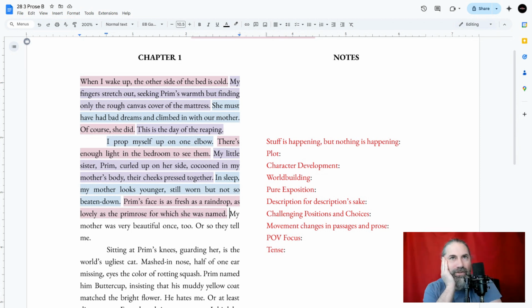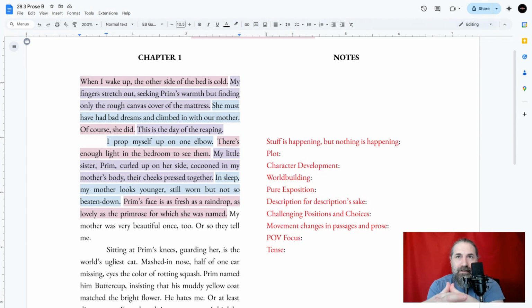And then it's my mother. She looks so young, still worn, but not so beaten down. Prim's face is as fresh as a raindrop, as lovely as the primrose for which she was named. Okay, so now there's some world building. There's some character development for the mother as well. But Katniss, a guy, a girl, a cat, a dog, whatever, the way they are perceiving the moment, she's lingering on their looks, their peace, the way they are entangled in each other, cocooned, okay?